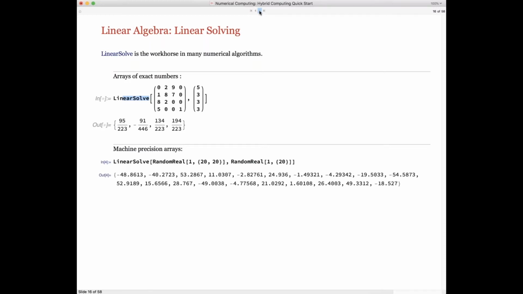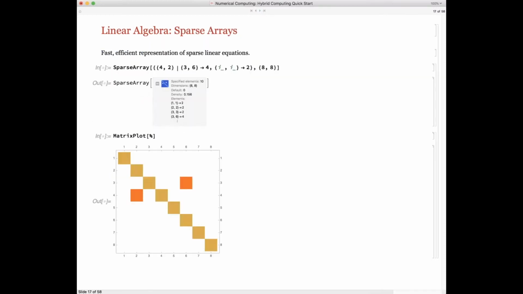An important concept related to linear algebra is sparse arrays. Wolfram Language has special sparse array technology for efficiently handling arrays with literally astronomical number of elements. The function SparseArray creates a sparse array of any rank from a list of rules or a dense array. You just specify the location in the matrices where non-zero elements are. And here you can see in this example, there are 10 non-zero elements in this 8 by 8 array. And here is a matrix plot of the resulting array.